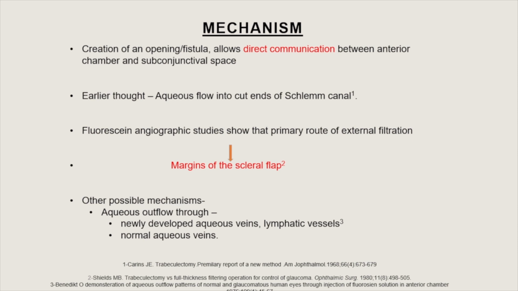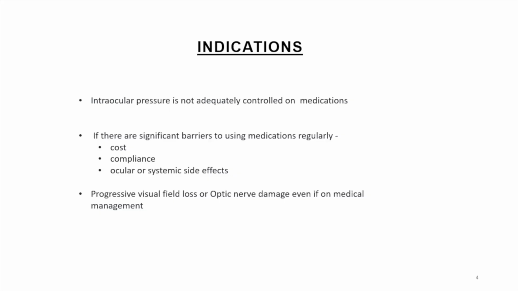The fluorescein angiographic study shows that the primary route of external filtration is in and through the margins of the scleral flap. Other possible mechanisms may be aqueous outflow through newly developed aqueous veins and lymphatic vessels, or through the normal aqueous veins. So, what are the indications?